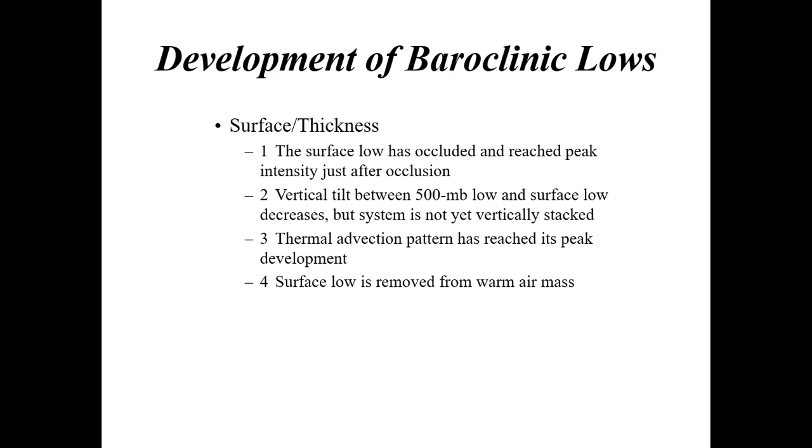Basically, once the surface low is occluded and reaches peak intensity, just after occlusion is typically when that occurs, the vertical tilt between that 500 millibar low, upper level low, and the surface low pressure will decrease. So now we're not getting such a great vertical tilt, but the system is not yet vertically stacked either. Thermal advection, or temperature change pattern, has reached its peak development, and the surface low is removed from the warm air mass. So now we're starting to cut off the temperature contrast. The air masses are mixing together, and the system eventually is going to weaken.